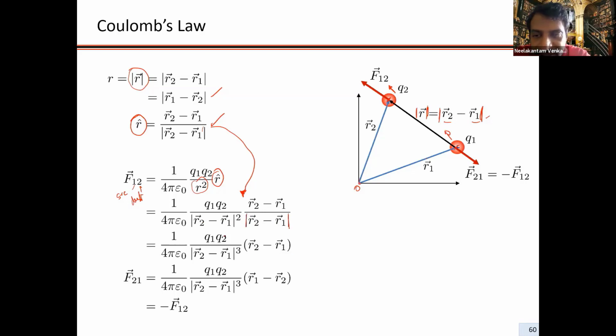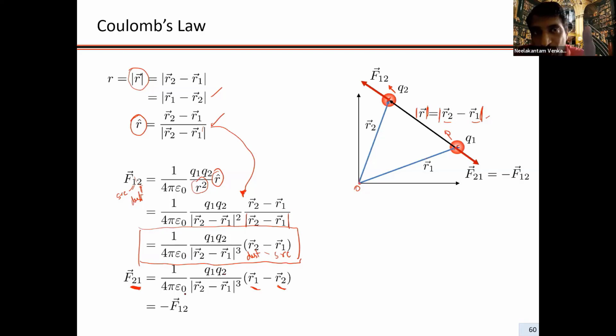So you clearly see that this becomes the force acting due to 1 on 2. Remember, it's always the destination minus the source. So if 1 is the source and 2 is the destination, it's always destination minus the source. If I were to swap the source and the destination as 2, 1, then all that changes is simply it becomes 1 minus 2, r1 minus r2. The other expression remains exactly the same.